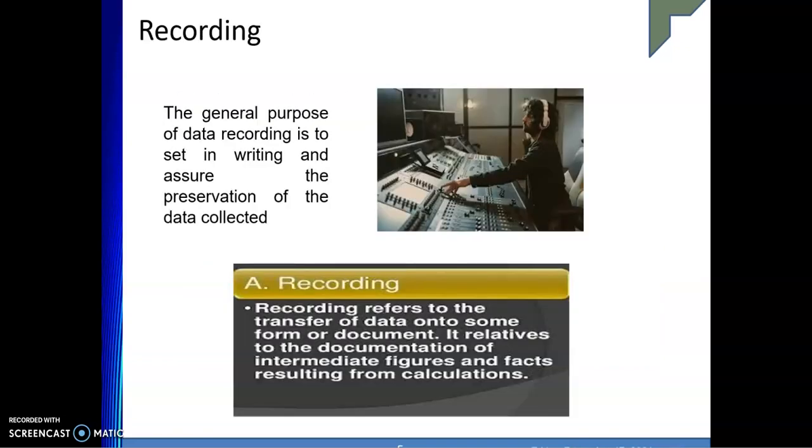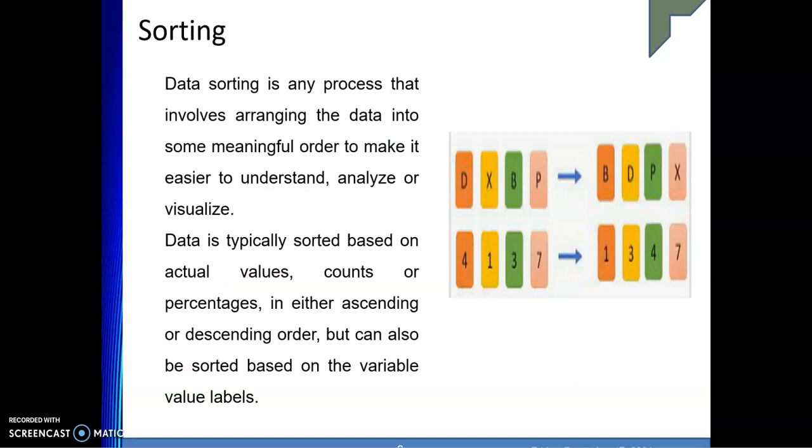Next is recording. When you talk about recording, I have given a picture here. We sing a song and we store that song in an MPEG file, and we are listening to that. In the same way, data needs to be stored. We are writing the data and preserving it. It may be in a set of forms, in a document, or there may be some figures or calculated facts. So data has to be stored, so that in the later part that data can easily be used.